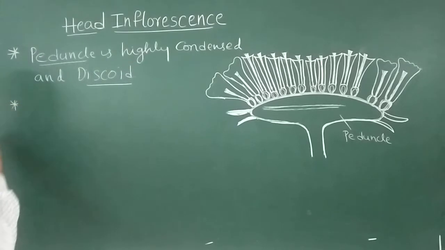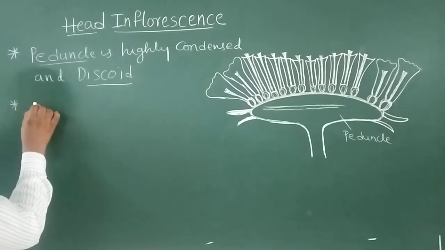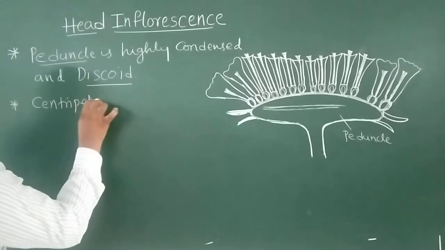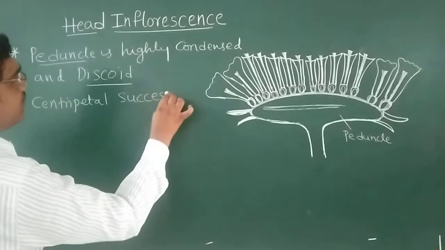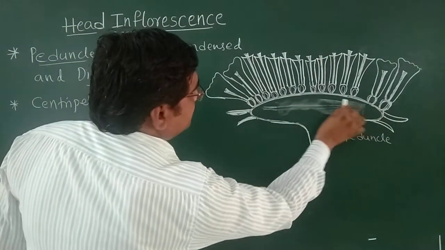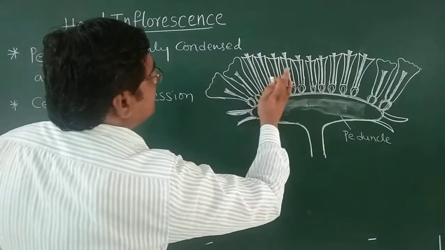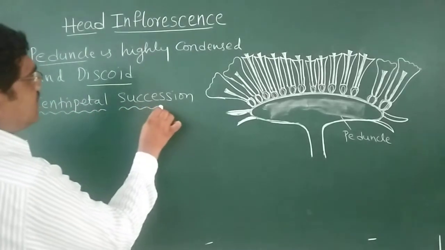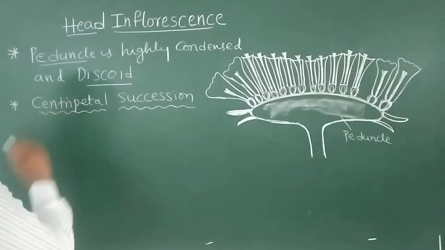And the arrangement and opening of flowers is called centripetal succession. Here on the peduncle, this portion is called the peduncle. On the peduncle, the flowers are arranged in the centripetal manner. Centripetal succession. So what is centripetal?